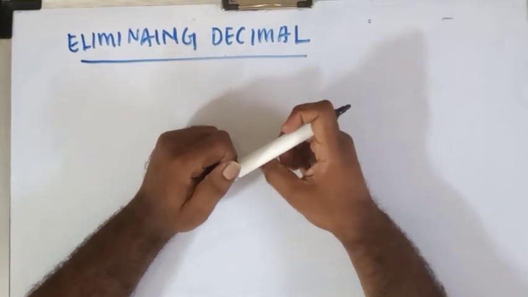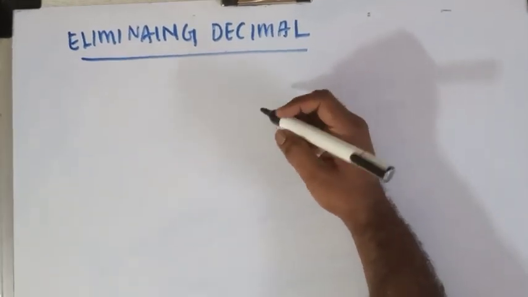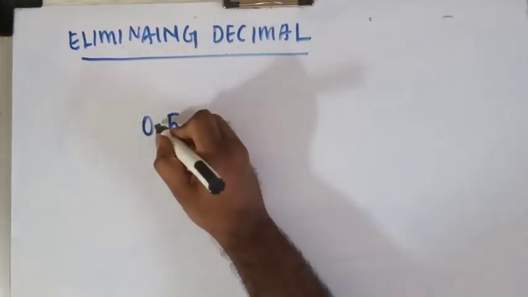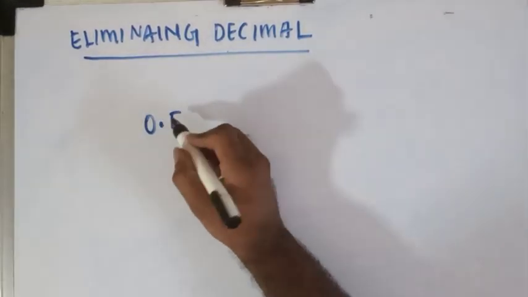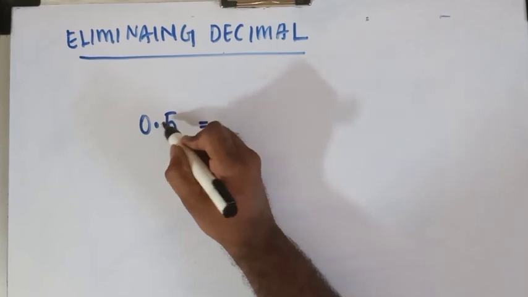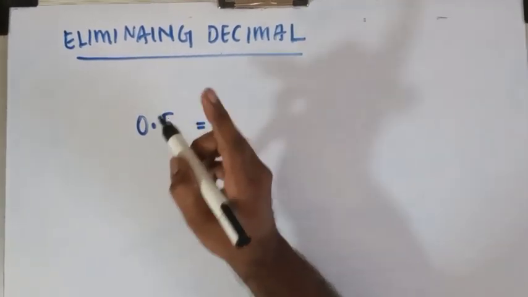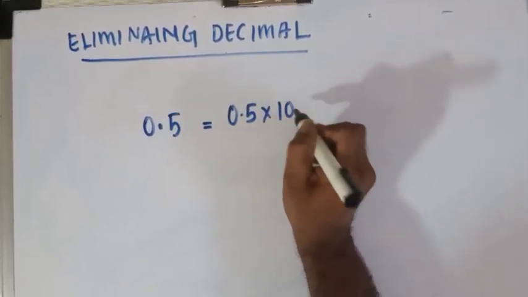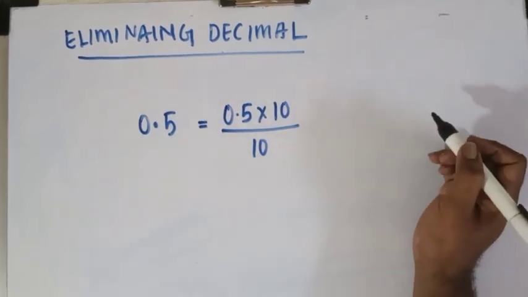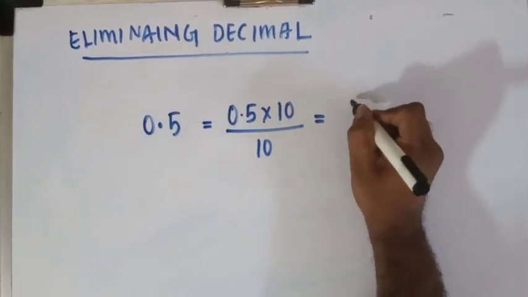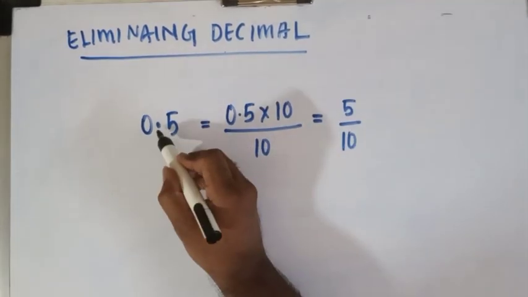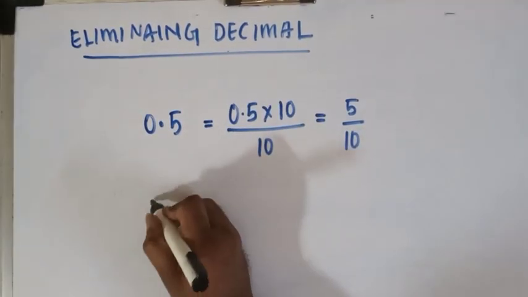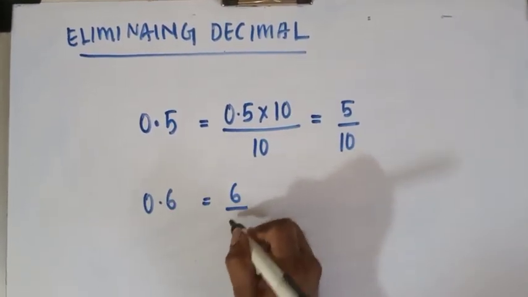So how am I going to do it? Let's have a look here. Say there is a number 0.5, and I need to remove this decimal point. I will first look at how many numbers I have after this point. After the point I have one number, so I'll multiply 0.5 by 10. If I multiply it by 10, I need to divide it also by 10. So 0.5 into 10 is 5 upon 10. That means if after the point you have one number, then the number becomes 5 upon 10. So if it is 0.6, it becomes 6 upon 10.